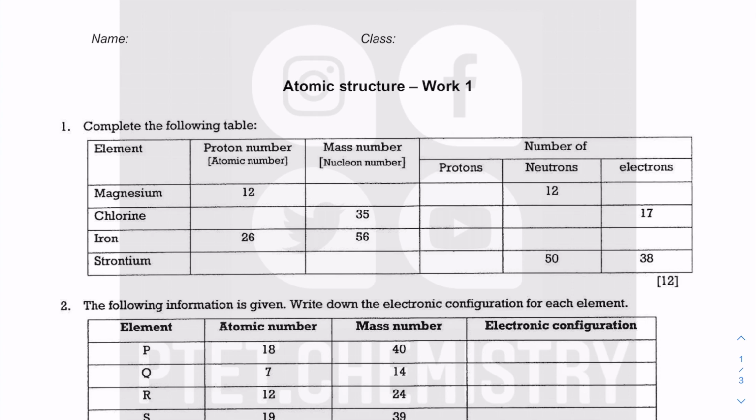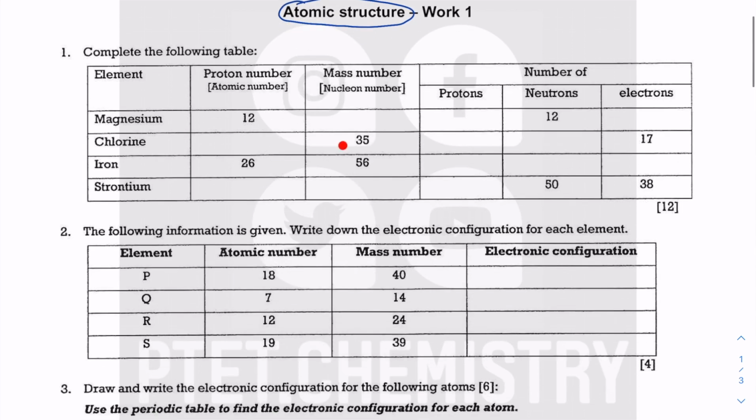So in this tutorial video, I'll go through this combined science work for atomic structure. Atomic structure is a core topic, the same stuff that the pure chemistry students are actually learning for the 5070. Anyway, we need to complete the following table.